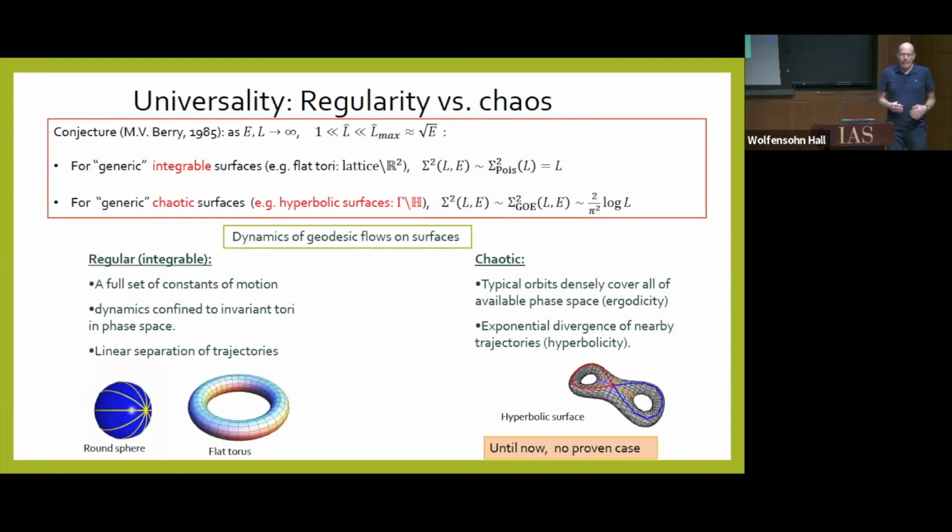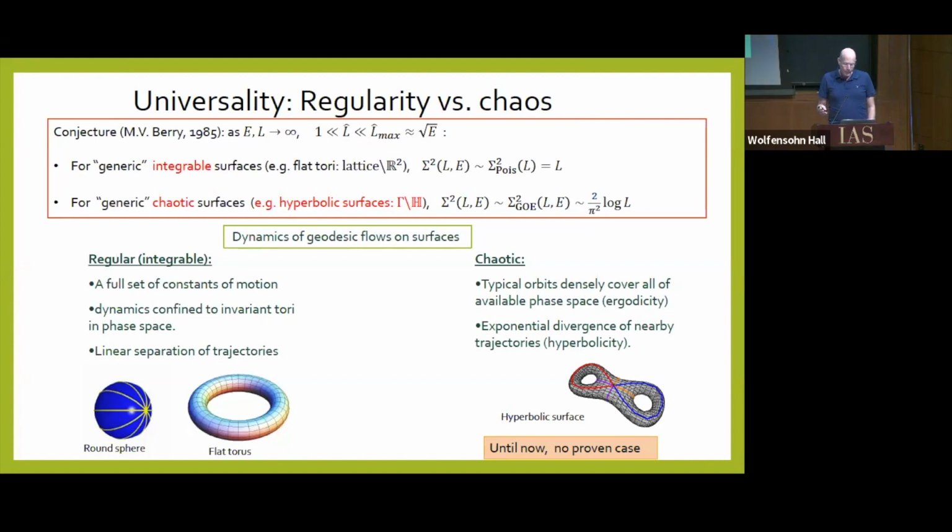and you ask what is the variance. And then the conjecture that Michael Berry formulated was that if the window is not too small but not too large, then there's a universal behavior which depends only on the dynamics of the geodesic flow on the surface. So in particular, if you take something like a flat torus, then the expectation is that the number variance is Poissonian.